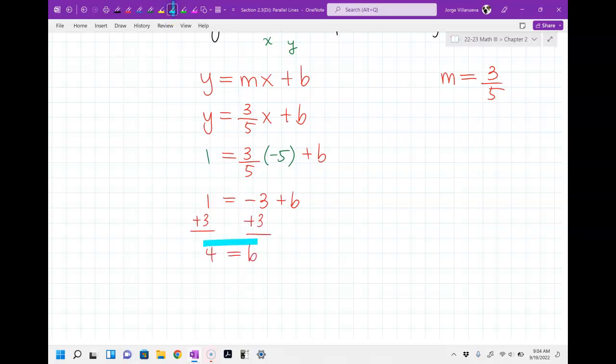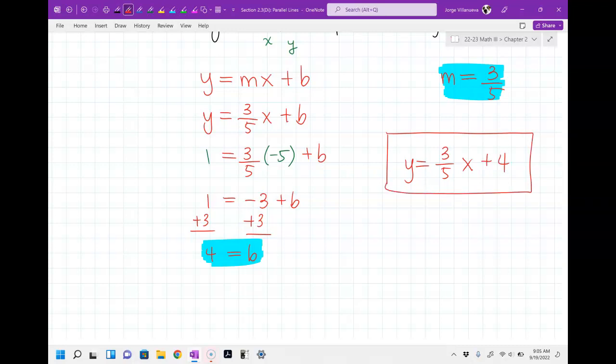Again, notice my b value is here. My m value for the parallel slope is right there. All I need to do is put it together into my equation. So y equals m, that's 3/5 x, plus b, which is a positive 4. And there you go. This is what you guys are doing for homework.